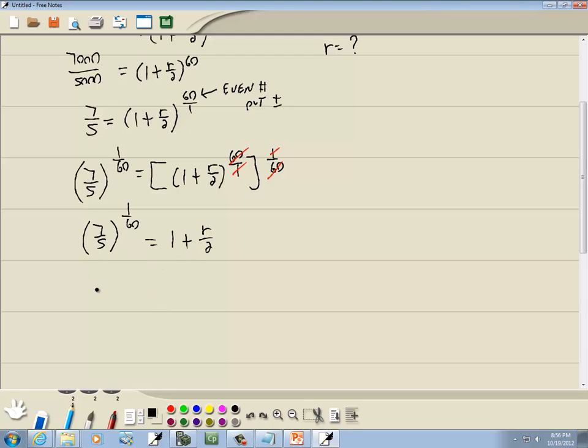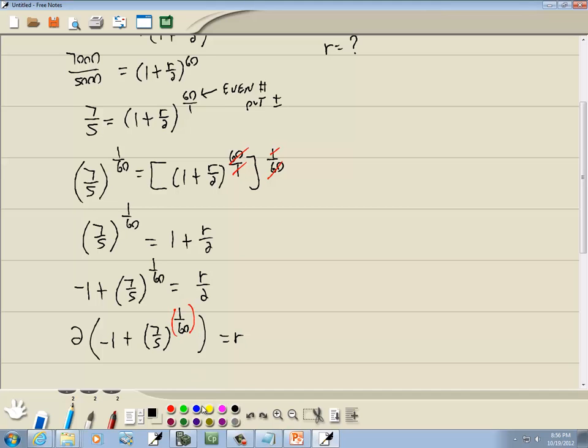Well, I'll take the 1 over. So we get negative 1 plus 7/5 to the 1/60th power equals R over 2. And then we'll multiply both sides by 2. So we got 2 times negative 1 plus 7/5 to the 1/60th power equals R. Now this is a little tricky to enter. Pretty much you just enter it as you see it, but if you ever have more than a single number or a single variable in your exponent, you have to put parentheses around it. So this 1 over 60, I'd put parentheses around it.